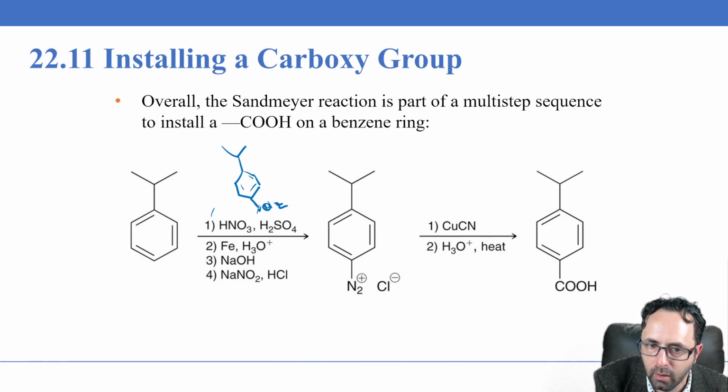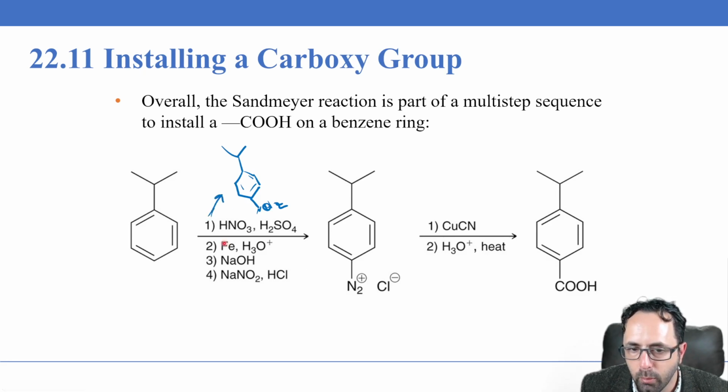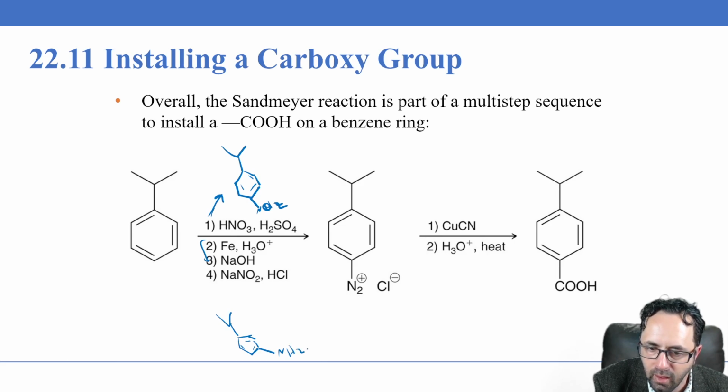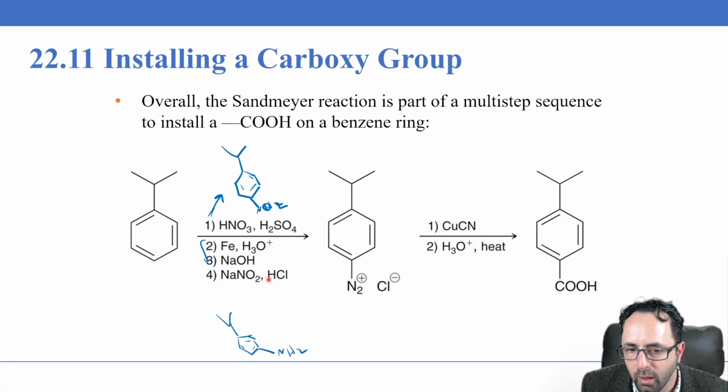Sorry, I skipped a step there. This first step will give us the nitro group in the para position. If we reduce that nitro group, we'll get the amine. So the product of these two steps here, if you recall from chapter 20, will reduce our nitro group and ultimately give us the para amine. And then we can treat the amine with the nitrous acid, or the combination of sodium nitrite and HCl, which will give us this aryldiazonium ion.